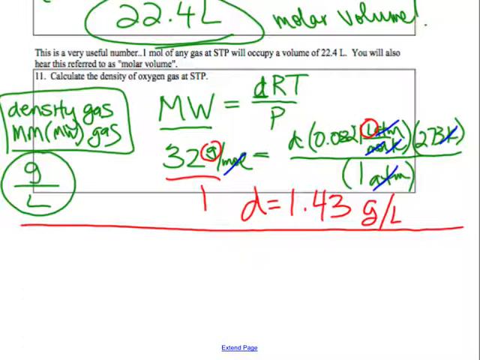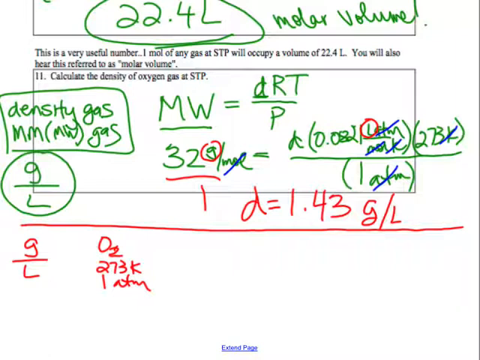So if you're solving for density, you're going to need what two things? Grams and liters. Okay? The only thing they told us in this problem was we have oxygen gas at STP, which means they told us 273 Kelvin at 1 atmosphere. So that's all we have. And we need to find the density of this.